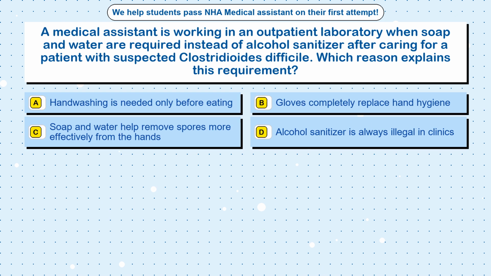Question 27. A medical assistant is working in an outpatient laboratory when soap and water are required instead of alcohol sanitizer after caring for a patient with suspected Clostridioides difficile. Which reason explains this requirement? Option A. Hand washing is needed only before eating. Option B. Gloves completely replace hand hygiene. Option C. Soap and water help remove spores more effectively from the hands. Option D. Alcohol sanitizer is always illegal in clinics. The correct answer is option C.